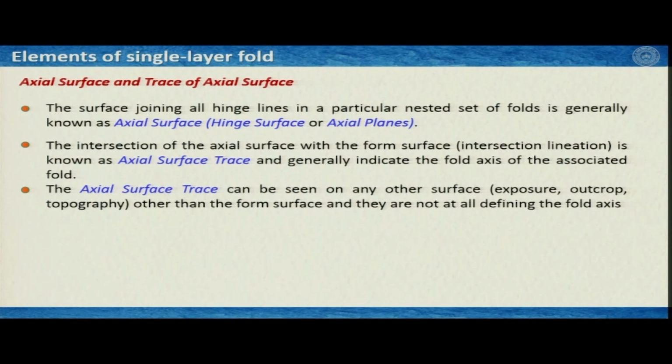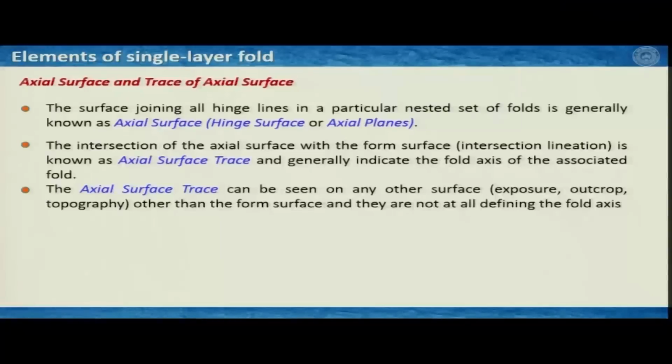Now, the intersection of the axial surface with the fold surface is a kind of intersection lineation, because you have the axial surface and the fold surface. Two planes intersecting each other produce a line, and we learned from our lineation lecture that this is an intersection lineation. That particular lineation on the folded surface is known as axial surface trace, and it generally indicates the fold axis of the associated fold. We will see this in the illustration.